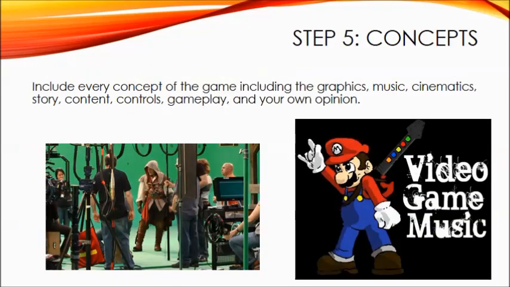Step 5, the concepts. You want to include every concept of the game. And the concepts are aspects of it or pieces of it, like the graphics or the music or cinematography elements, like the angles of the shots and the lighting, things like that, the makeup and costumes. That's all part of the cinematics. How about the story and the content and the controls and the gameplay and your very own opinion about each one of those things? Those are all the things you want to add in the body of your story.